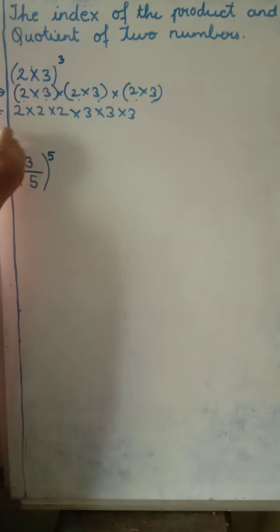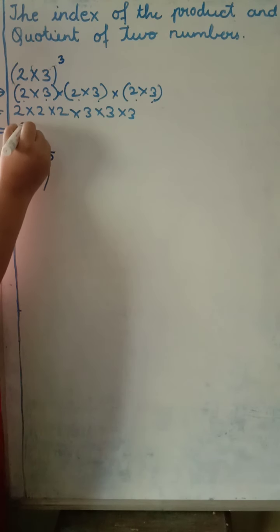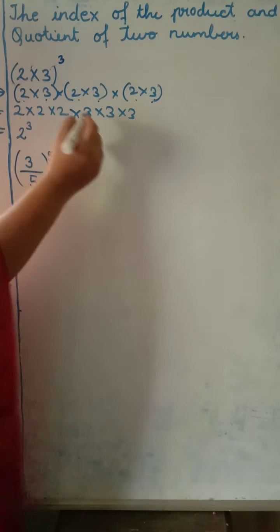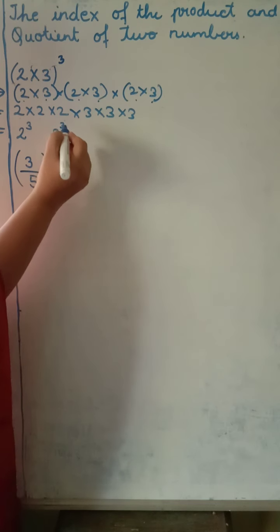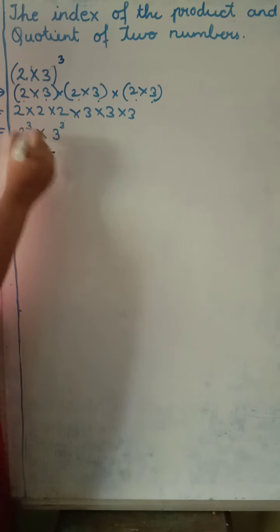Now if we want to write both of them in index form, how will we write? 2 raised to 3. Why? Because 2 is 3 times. And if we write 3 in index form, then 3 raised to 3, because 3 is also 3 times and multiplied.